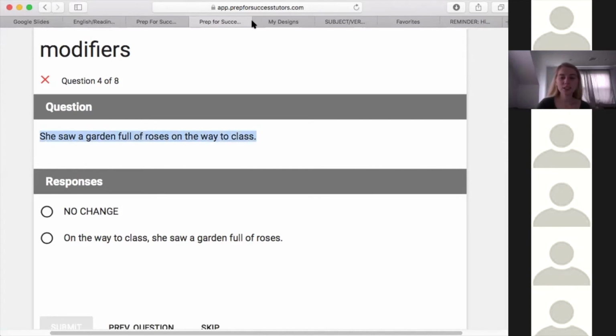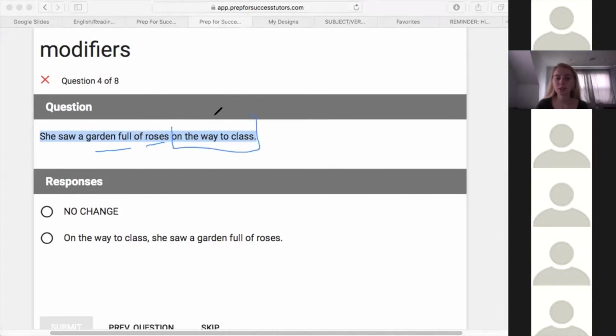So notice here, she is so far away from going to class, because who went to class? Is it the roses or the garden that went to class? No. On the way to class should be, she on the way to class saw this garden full of roses. So that's what's going on here. On the way to class is right next to she. Now what did she do? She also saw the garden full of roses.